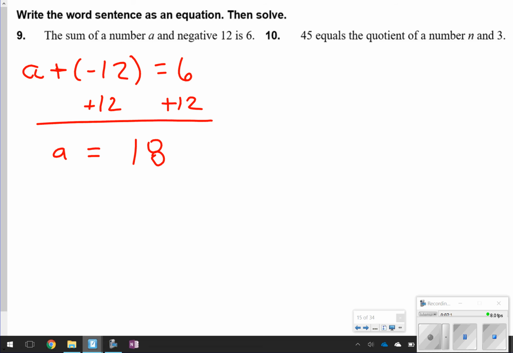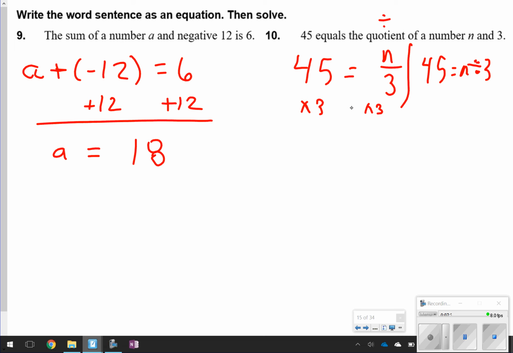For number 10, 45 equals the quotient of a number n and 3. Remember, quotient means to divide, so I can write n over 3, or n divided by 3, either one. You could write this as well. 45 is equal to n divided by 3. Either way, you have to solve this using multiplication. So I'm going to multiply by 3 on both sides. N will be equal to 135.